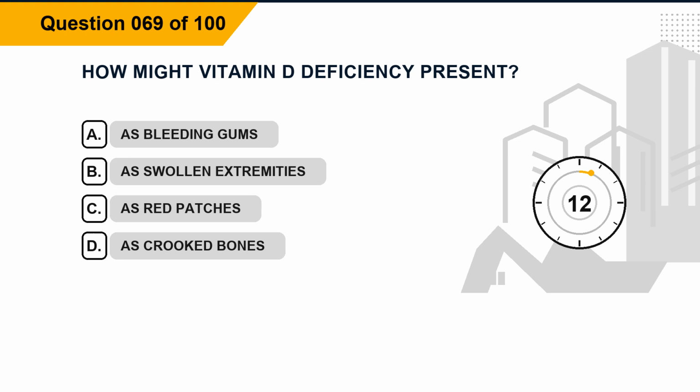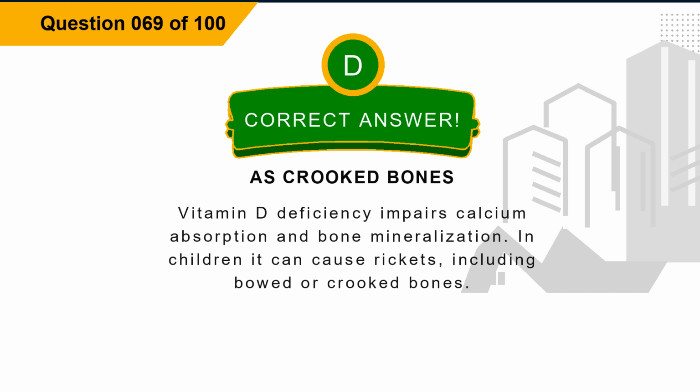Question 69. How might vitamin D deficiency present? Option A, as bleeding gums. Option B, as swollen extremities. Option C, as red patches. Option D, as crooked bones. The correct answer is option D, as crooked bones. Explanation. Vitamin D deficiency impairs calcium absorption and bone mineralization. In children it can cause rickets, including bowed or crooked bones.